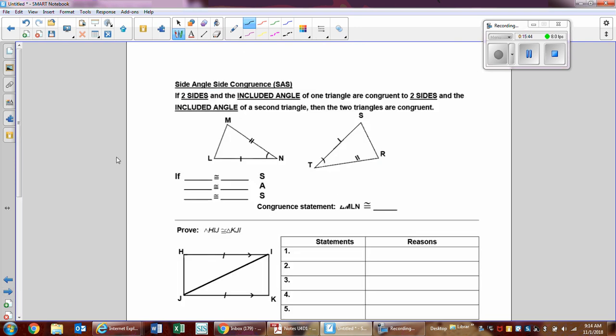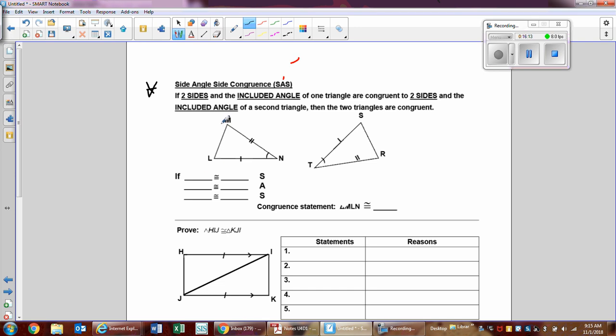So the last page for today, and the second postulate we're going to be using is side, angle, side. And that's why it's important for us to know what is included, because as you can see, A is between the two given sides, right? So in this case, if two sides and an included angle, this is very key, of one triangle are congruent to two sides and the included angle of a second triangle, then the two triangles are going to be congruent.